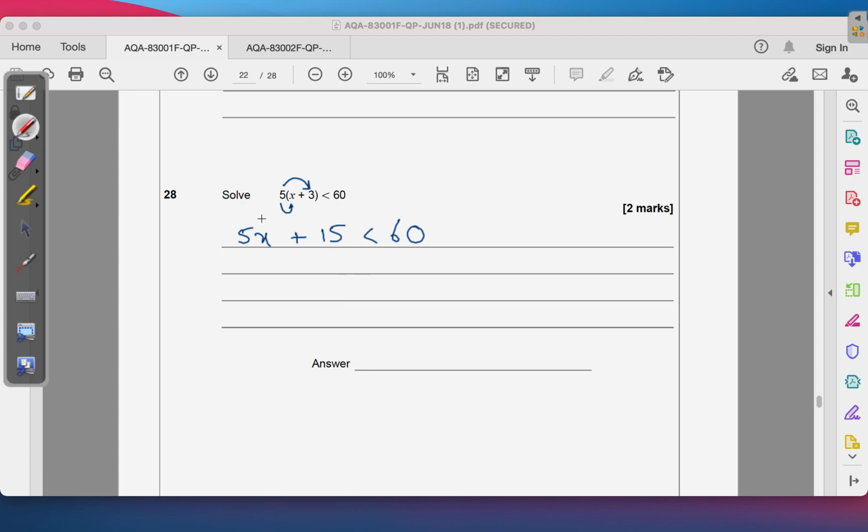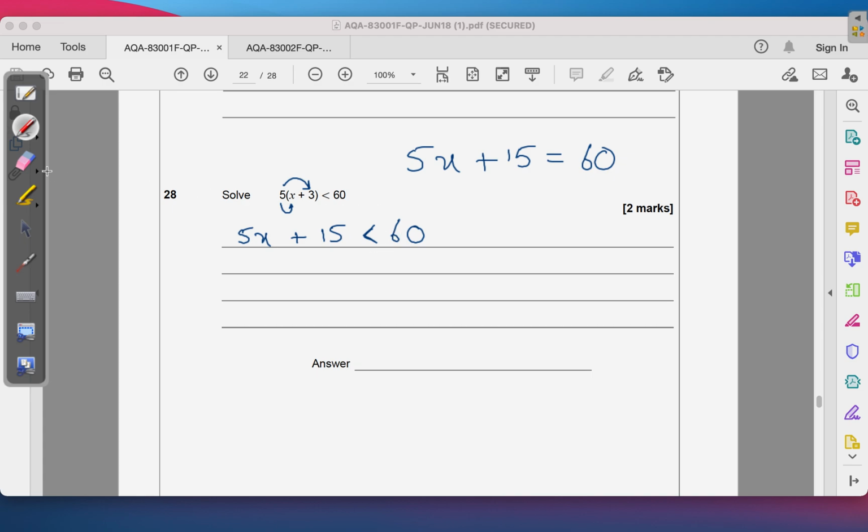Now, essentially what this question is asking us is, for what values of x does this hold true? And the way that we can show that is by rearranging it so that we can get x on its own. The way that we do that is very similar. If it was something like 5x plus 15 equals 60, we'd rearrange it in the same way. The only difference is that we've got this less than sign here.